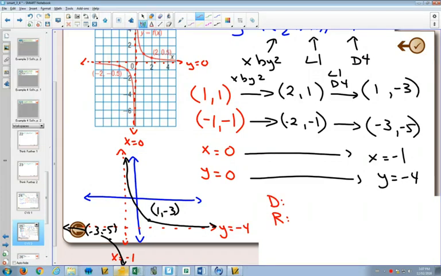When we have an asymptote like we do in our original graph, we can say that our domain is everything but x can't equal 0. Same thing for our range. Our range is everything but y can't equal 0.